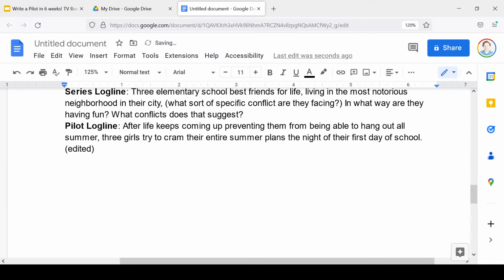Okay, then let me check the pilot logline. "After life keeps coming up." So "life keeps coming up" is not going to be an inciting incident for a pilot. We're going to have to pick something a little bit, again, more concrete. So life keeps preventing them from being able to hang out all summer.